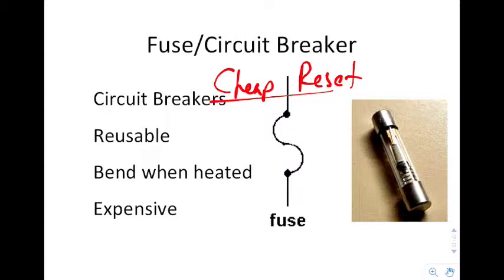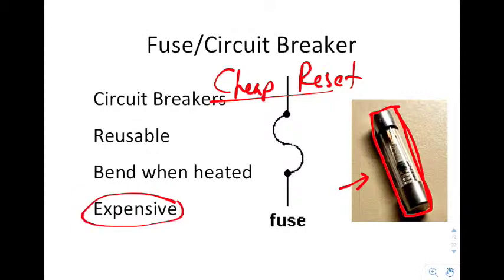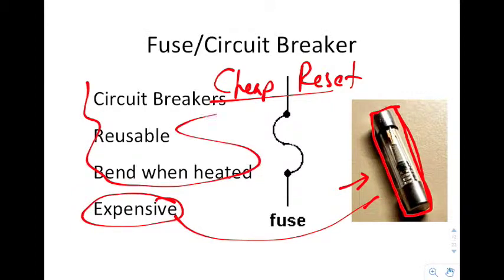If you have fuses instead, which you won't have a fuse box unless your house is pretty old, you have to put these little cylinders in there, and once one melts, it's done. And it has to be replaced. And because it has to be replaced, it's expensive. Circuit breakers are reusable because they bend when heated.